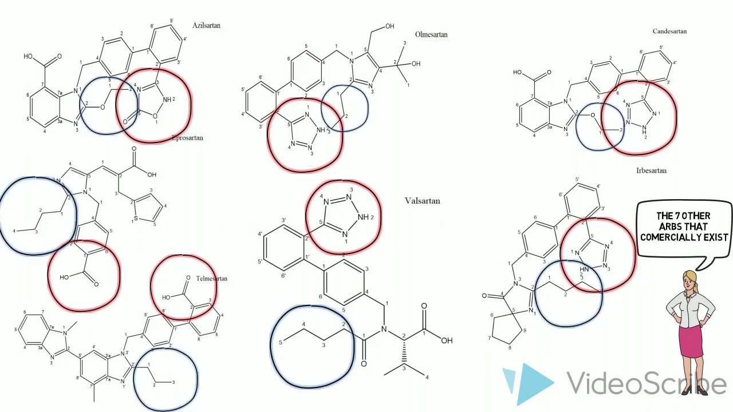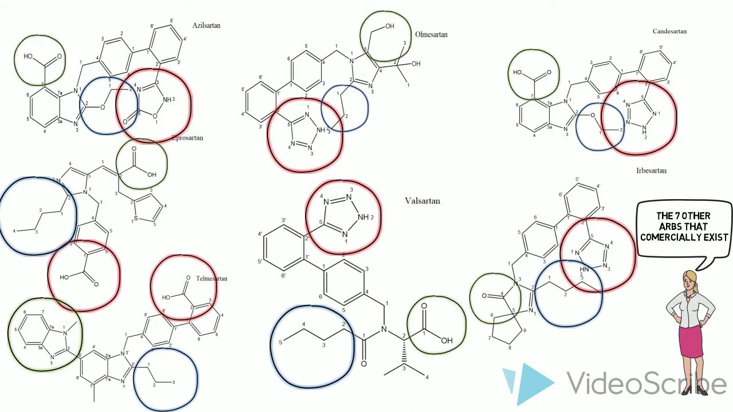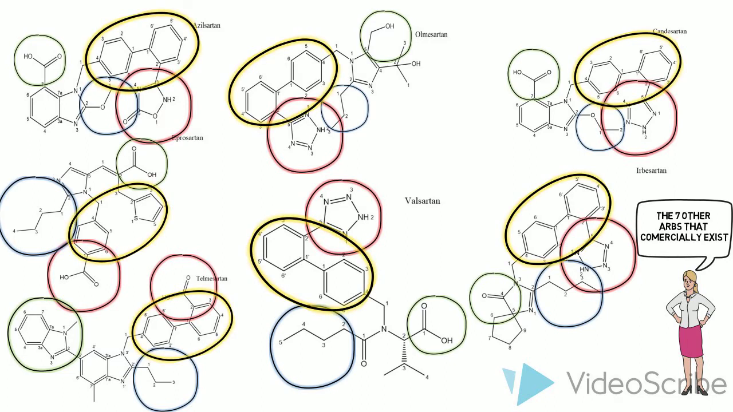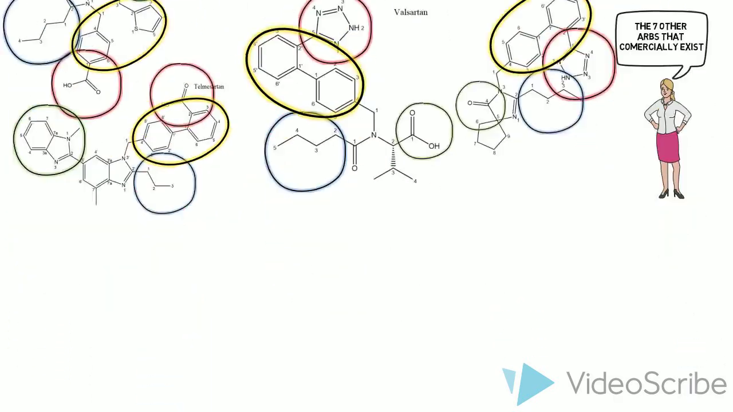These are the groups that bind using van der Waals interactions. All of these groups bind with hydrogen bonding. And finally, these groups bind using pi-pi stacking interactions.